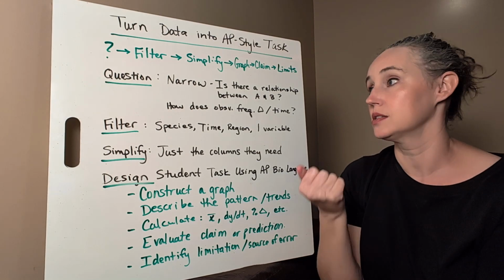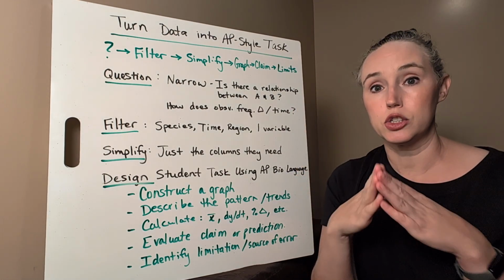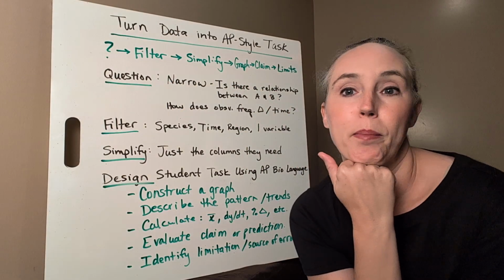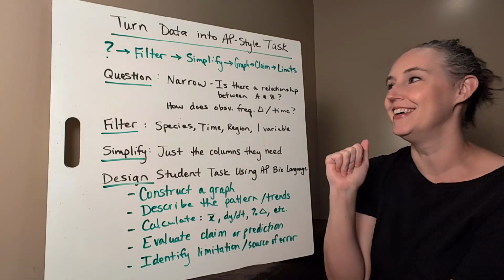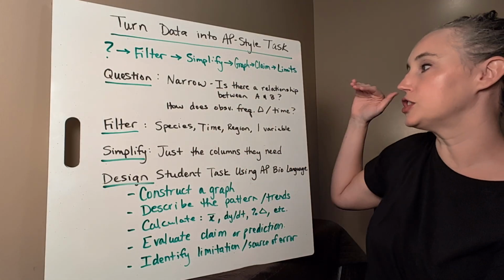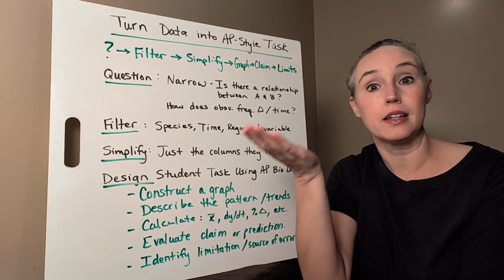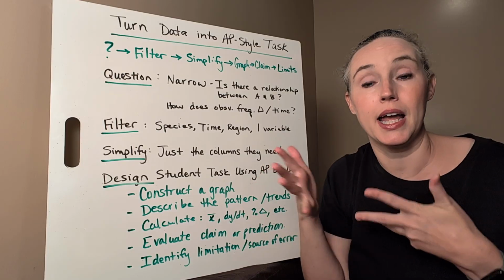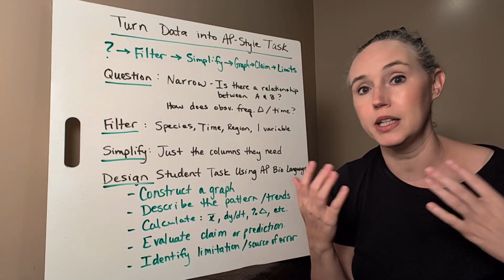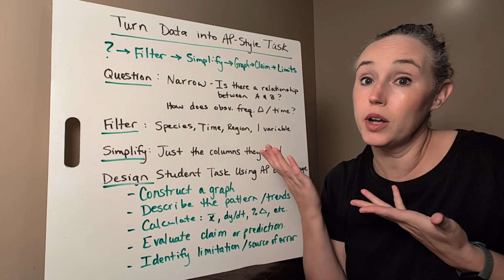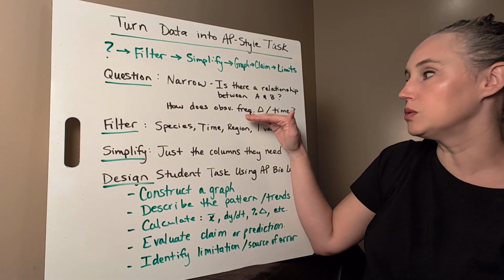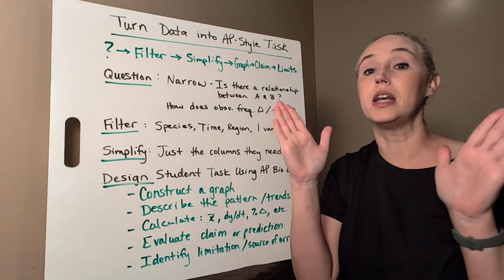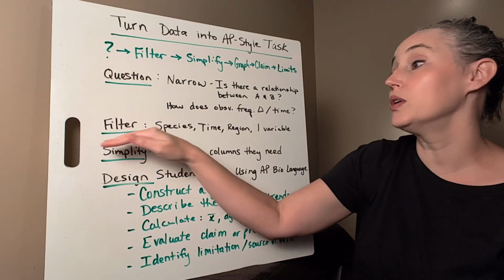So when you give the students a question, it needs to be narrow. So we can't just be like, what can we learn about birds? Too broad. But you could ask, is there a relationship between data set 1, A, and B, right? Data set 2. And then they could make a scatter plot and determine if there is, in fact, a line of best fit and if there is some sort of relationship or not. Or how does observation frequency change over time? These are narrower questions.